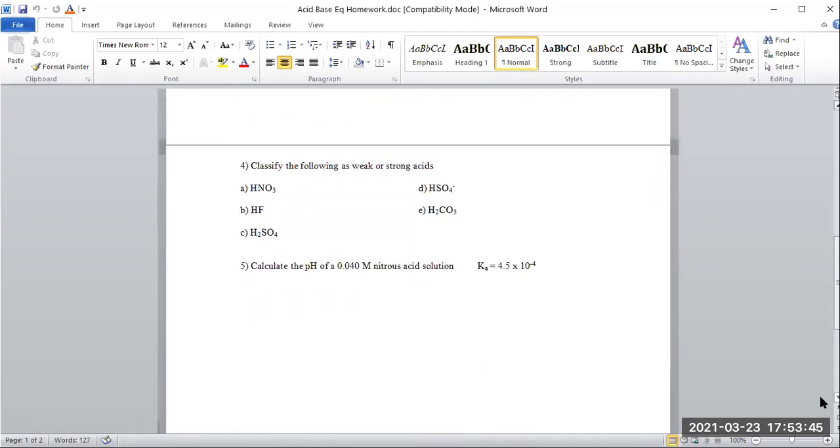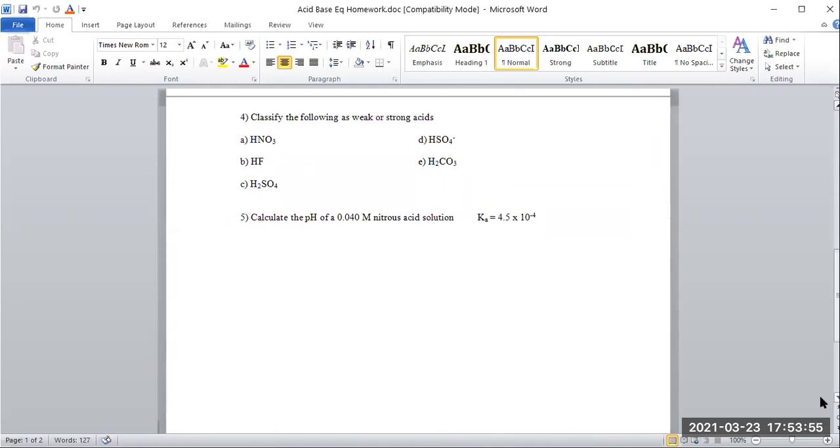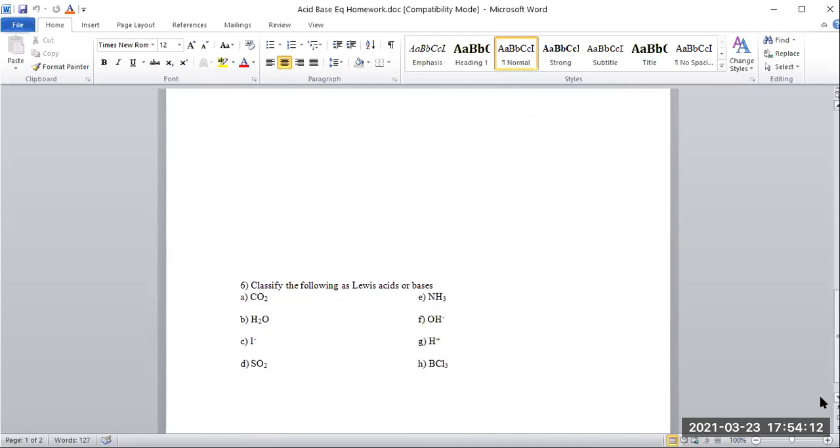Then we have some conceptual stuff here that involves the weak acids and the strong acids. I gave you some information. There's also some information covered in your textbook. Then we go around the circle a little bit back to equilibrium, but this is based on knowing the initial concentration, but you need to find pH. And the last chunk here involves the acids and bases from the Lewis point of view.